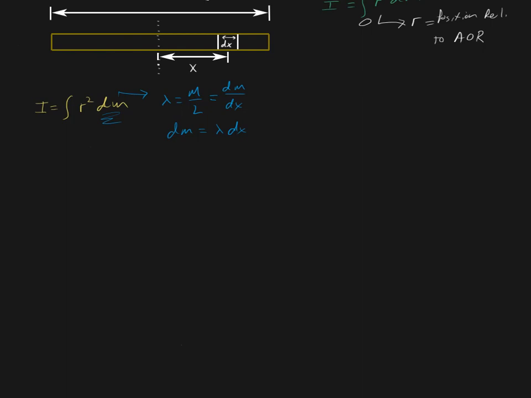All right, so let's make our substitution, and we get I is equal to the integral of, now let's make this conversion right now. r is just a one-dimensional thing. In this problem, everything is horizontal, so we're just going to use an x instead of r. So we end up with x squared times lambda dx.